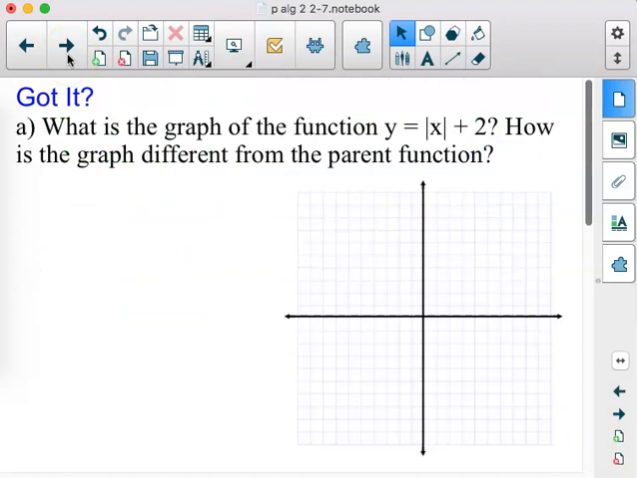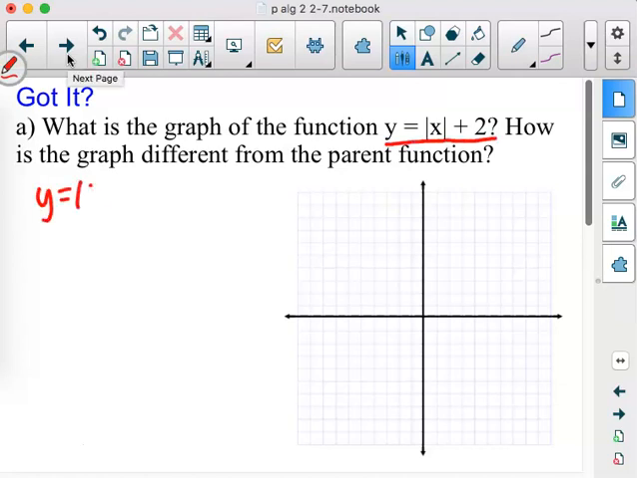What is the graph of y equals the absolute value of x plus 2? So I'm going to start with the same parent, and I'm going to color code. So my red one is going to be my parent. Starts at 0, 0. Up 1 and right 1, up 1 and right 1. And then up 1 and left 1. Lots of times.